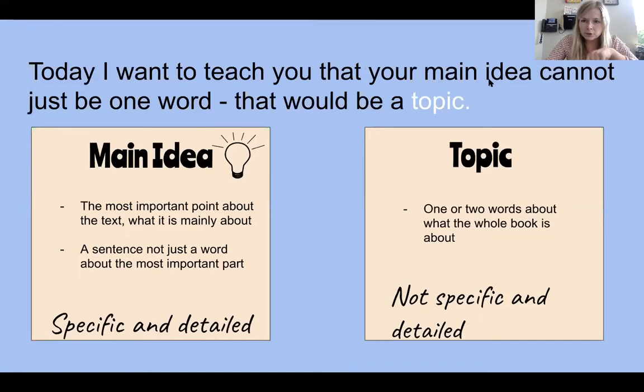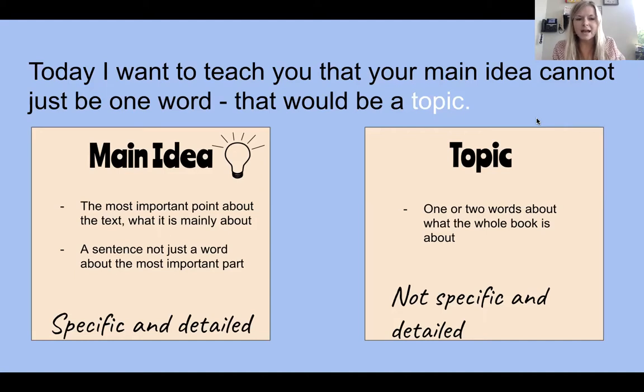And today, I want to teach you that your main idea cannot be one word. That would be a topic. A topic is much easier to find than a main idea. A main idea requires you to really do that reading and to do that diving into your text to understand what the main idea might be. A topic is one or two words about what the whole book is about. I could probably tell you the topic of most books just by looking at the cover and maybe the first few words. It's not specific and detailed.